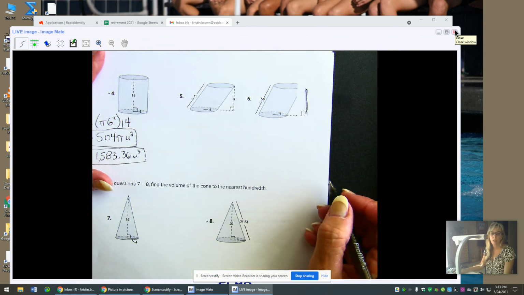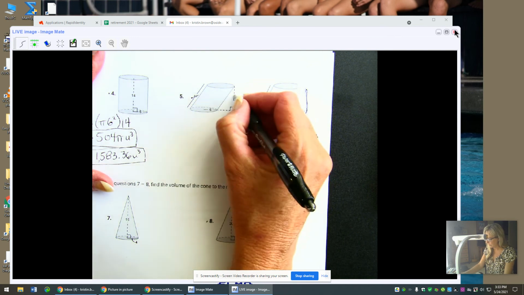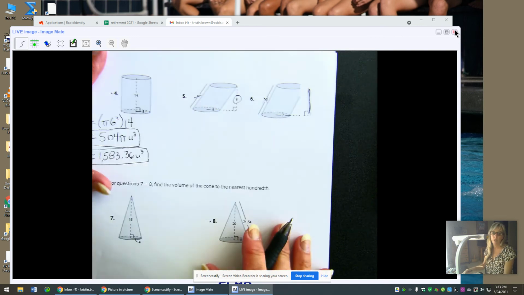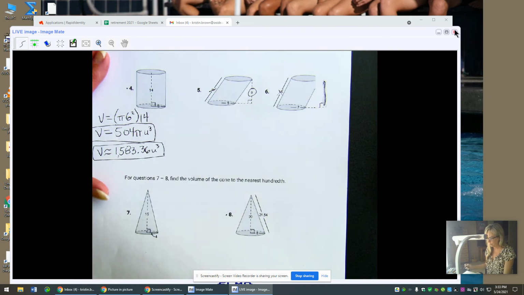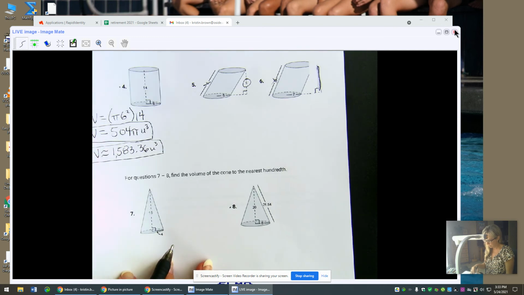Super sloppy. But over here again, that's not the height. That's the slant height. This is the height. The radius is 5. The height is 9. You'll need that to complete it the same way we did 4. I'll post the number that's missing there. All right, you guys try 5 and 6.